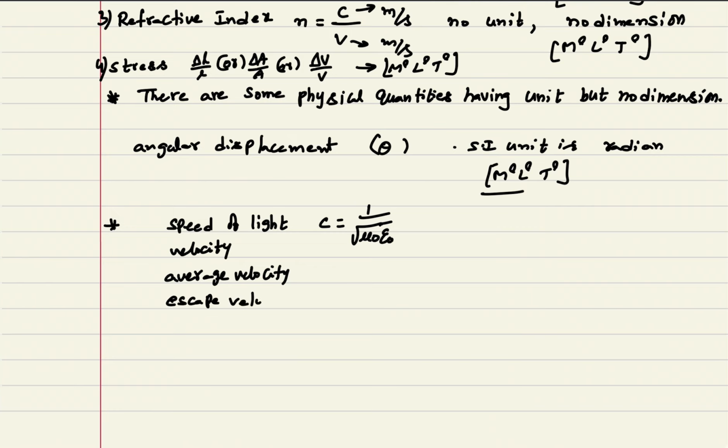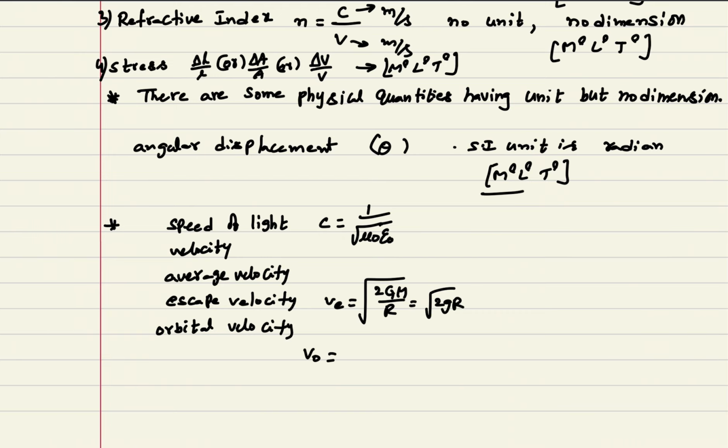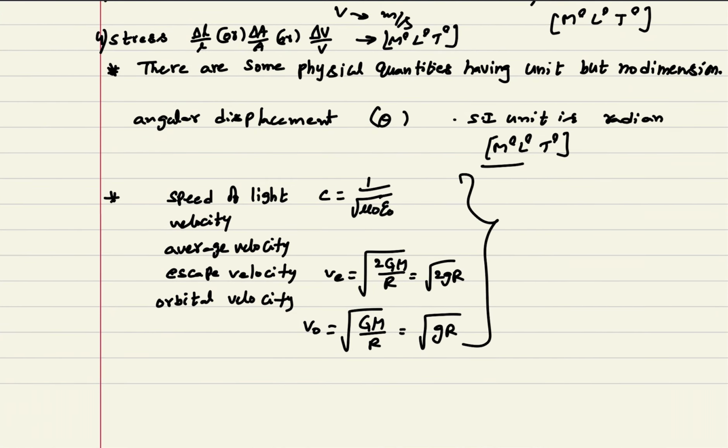And escape velocity. We can write escape velocity as under root of 2GM divided by R, or root over 2gR, where G is the gravitational constant, M is the mass, R is the radius, g is the acceleration due to gravity. Okay, orbital velocity: V0 is equal to root of GM by R, or we can write it as root of gR on the surface of the earth. So these relations also, if you see, all have the same dimensions.